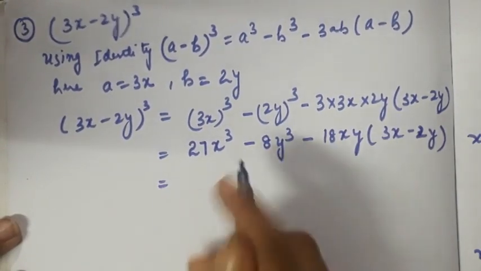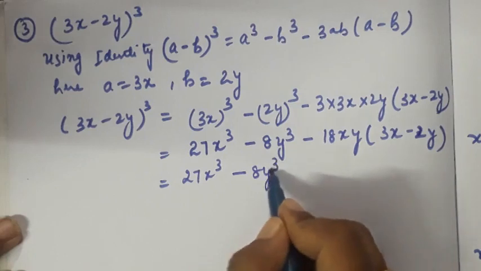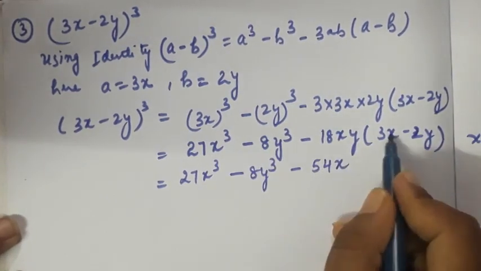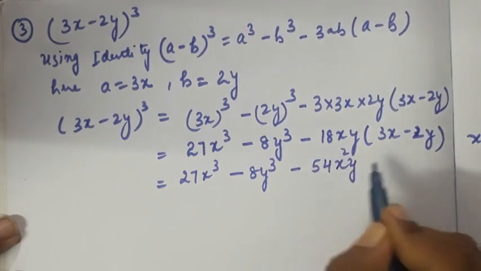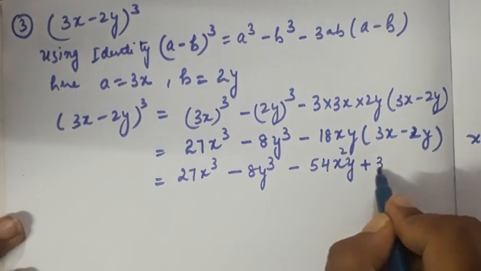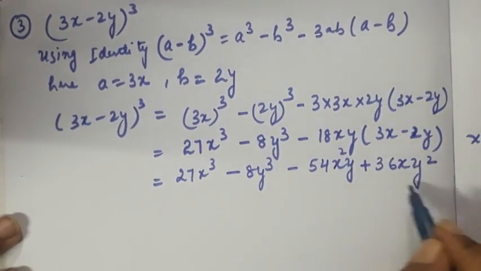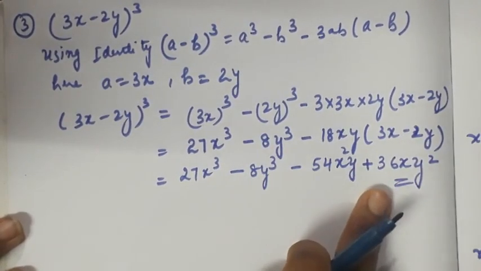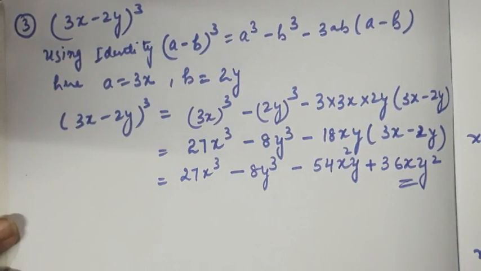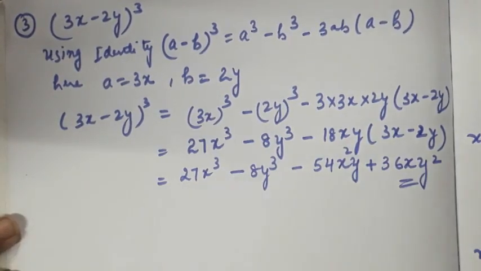Now we will simplify it further. 27x cube minus 8y cube minus, 18 3s are 54, x square y, plus, minus minus plus, 18 2s are 36 xy square. So this is the resultant expansion of the given question. I hope it is clear to all. Now let's move to the type 2 questions.